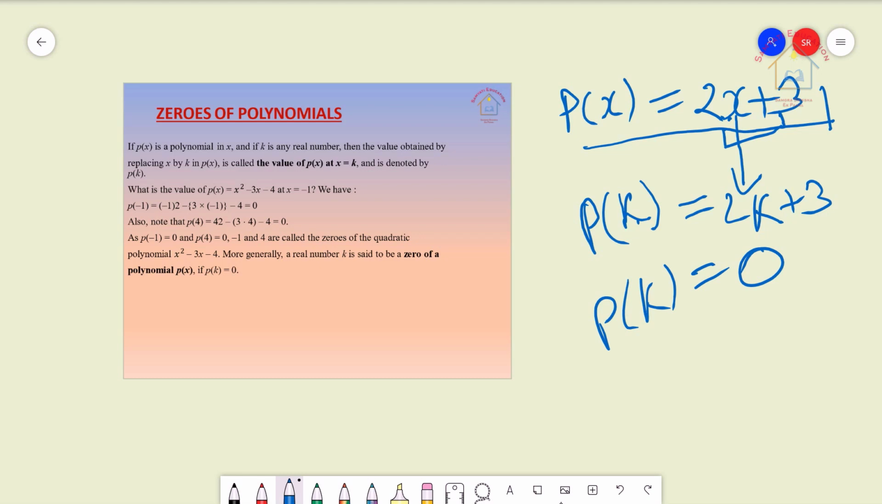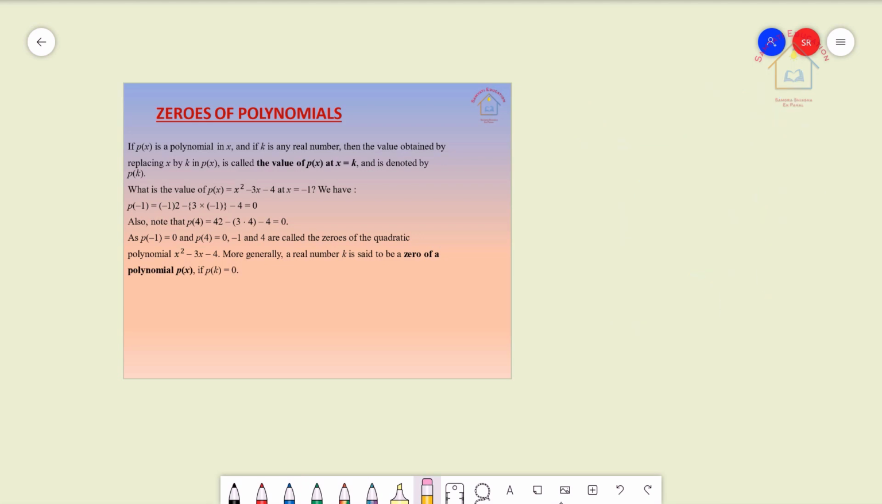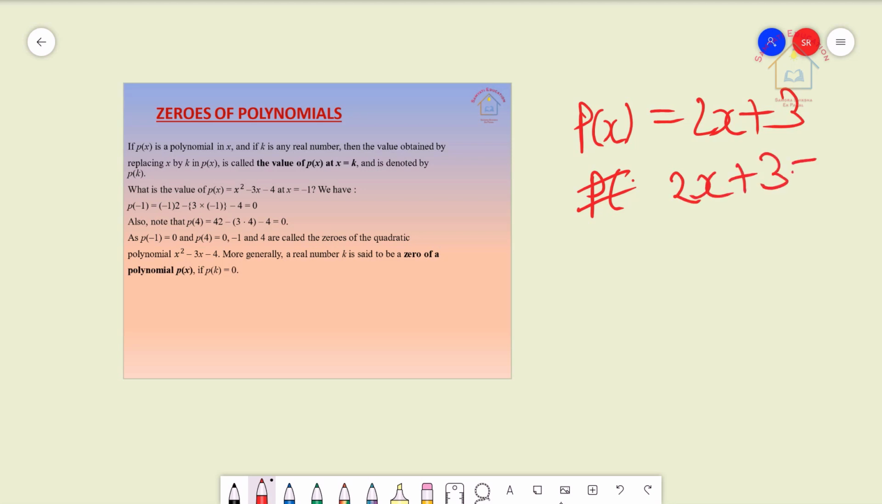Now see, I will explain it by an example. Let's take any polynomial as p(x) is equal to 2x plus 3. Now we have to put p(x) is equal to 0. So 2x plus 3 is equal to 0. What will happen? x is equal to what?